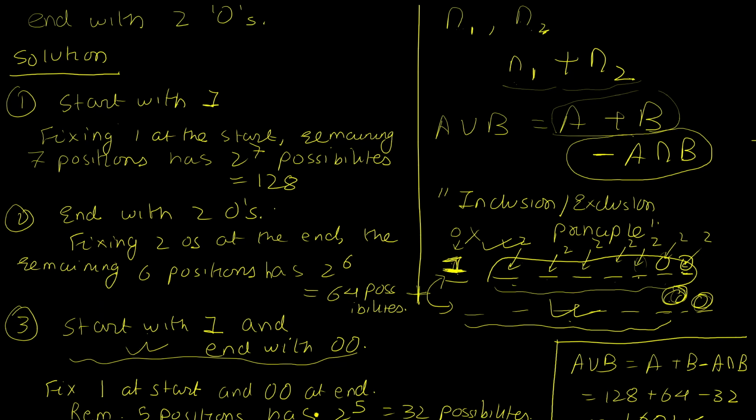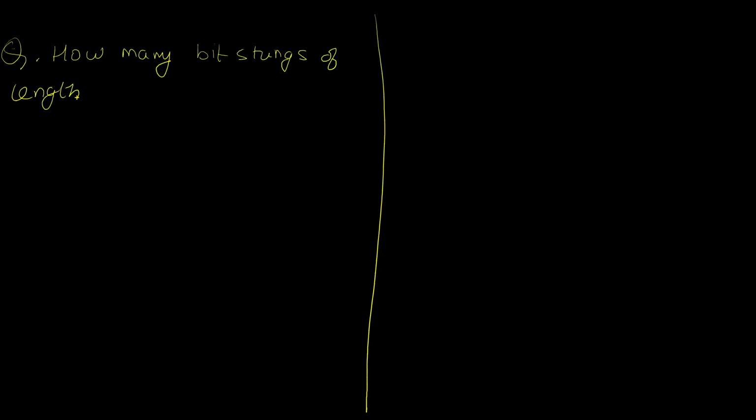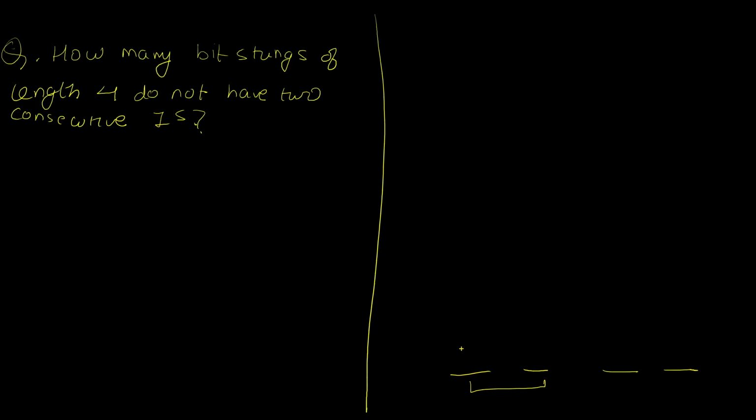Alright, we'll see one last problem for the day, and this involves using a tree diagram. And in this case, just diving into the question will be enough. How many bit strings of length 4 do not have 2 consecutive ones? So in this case, I want to find out all the bit strings of length 4 that do not have 2 consecutive ones. So if this is a 1, this cannot be a 1. And if this is a 1, both of these cannot be a 1 because that would make 2 consecutive ones.